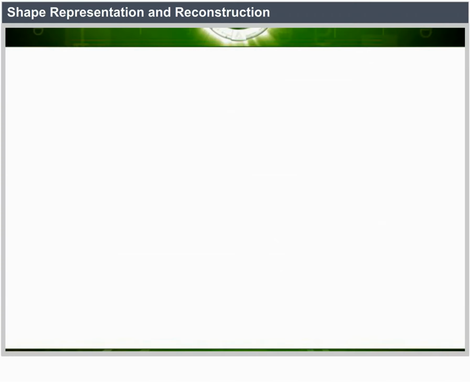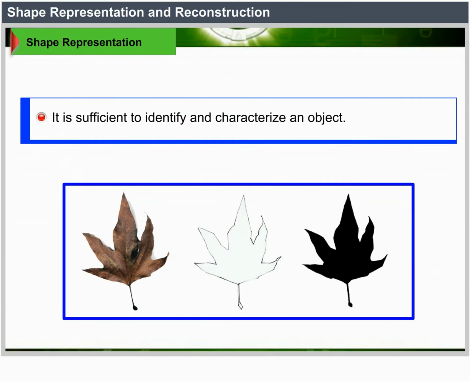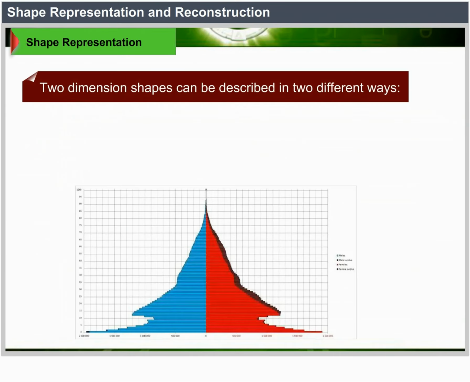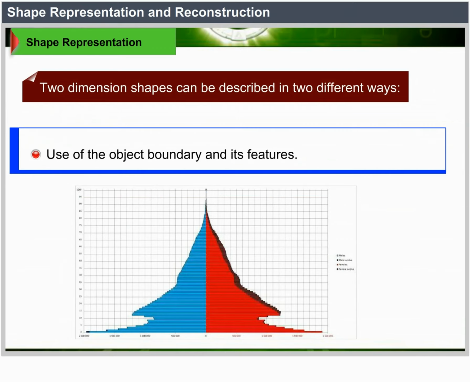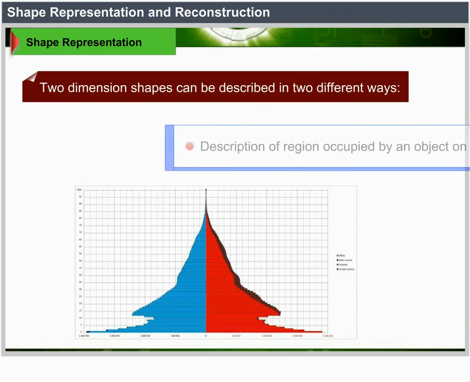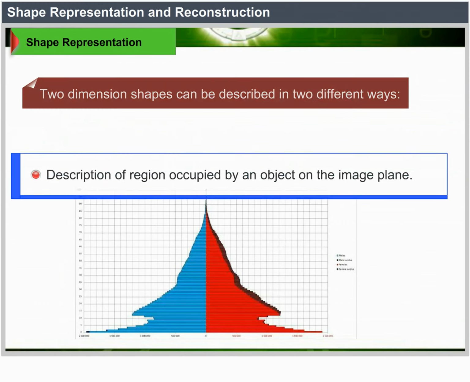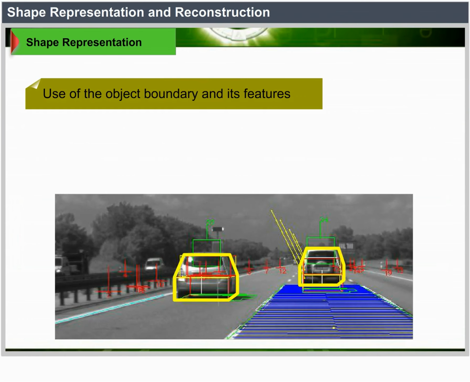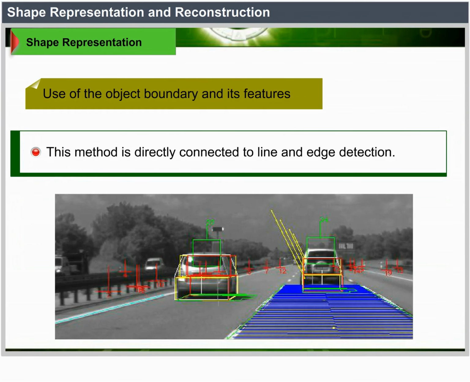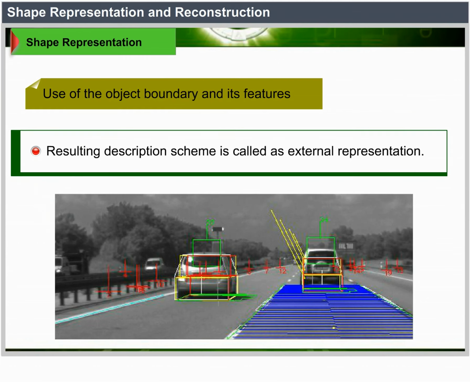Shape representation. Outline of an object. It is sufficient to identify and characterize an object. Two-dimension shapes can be described in two different ways. Use of the object boundary and its features. Description of region occupied by an object on the image plane. Use of the object boundary and its features. This method is directly connected to line and edge detection, and the resulting description scheme is called external representation.